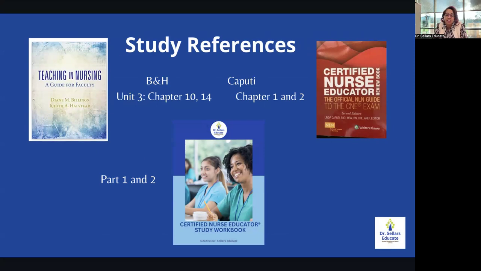Well, first, we want you to start with the right references. I know it can be tempting, and sometimes you are told to use different references, but this is what we know. Based on hundreds of colleagues that we have surveyed across the country, you only need these 2 textbooks. Billings and Halstead, you're going to focus on Unit 3, which is chapters 10 and 14. And then Dr. Caputi, we're still in chapters 1 and 2. And if you have our study workbook, this is going to be a great resource to help you, again, not waste time and not waste money.